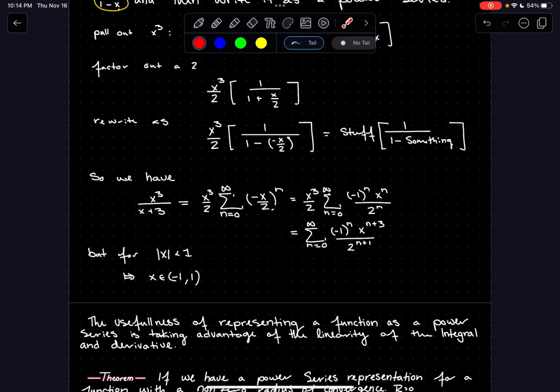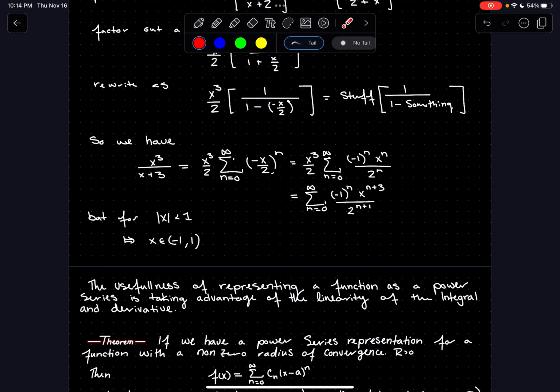But that's not the point of the problem. I just want you to be able to write this as a power series. You can go through and do the ratio test on this and see if it converges and for what values it converges. But that's not the point of the problem.